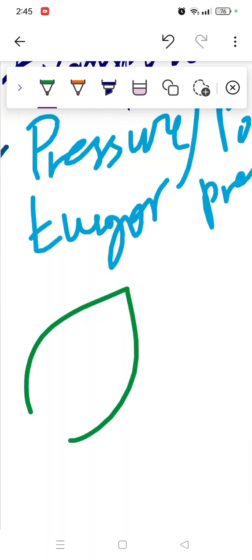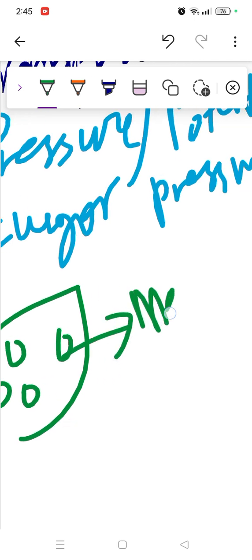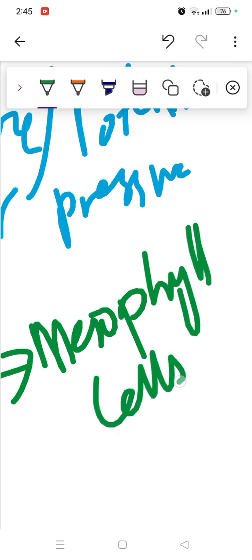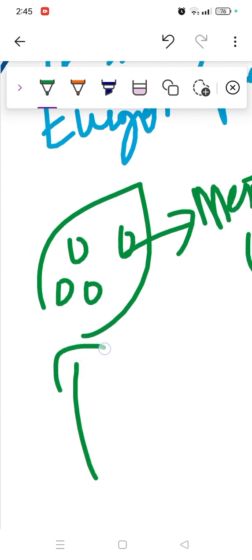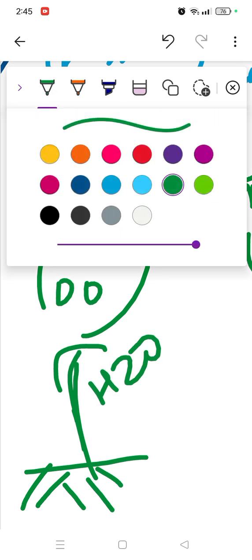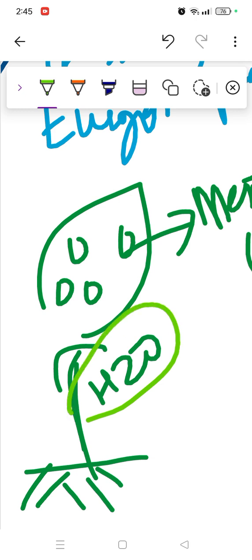So if this is a leaf, right, on the leaf we see some kind of cells. These cells are called mesophyll cells. What you'll see, if this is a root, then from the root it moves to the stem and all, so water is provided to these cells, right? Of course everything has a limit. If they cross it, they might get in danger, right? So this water is provided to these mesophyll cells, but there would be a condition where they will not be able to accept more water.